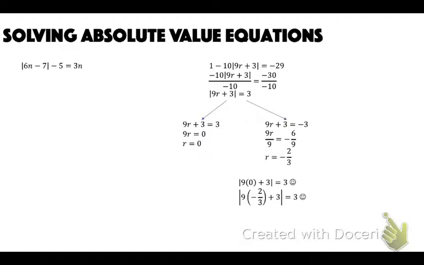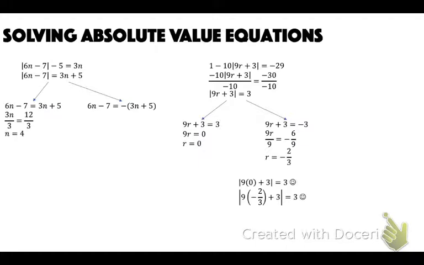This one, so I'm going to add that 5 over. So notice here we have two terms on the right side. We're still going to do this the same way, break it up into 2. So the positive is just the same. So 6n minus 7 equals 3n plus 5. On the right side, it's going to be the negative of the whole right side. So -(3n plus 5). This one we can solve, so subtract the 3n, we get 3n, add the 7, you get 12, divide by 3, and you get n equals 4.